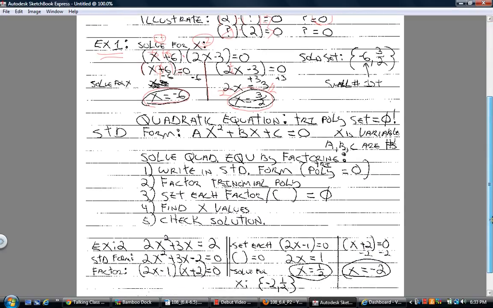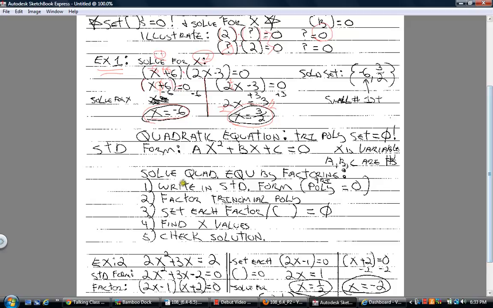How are we going to solve these equations? They're quadratic. Let's talk about this here. A quadratic equation is where the variable is x. Make sure you know that the x's are your variables.